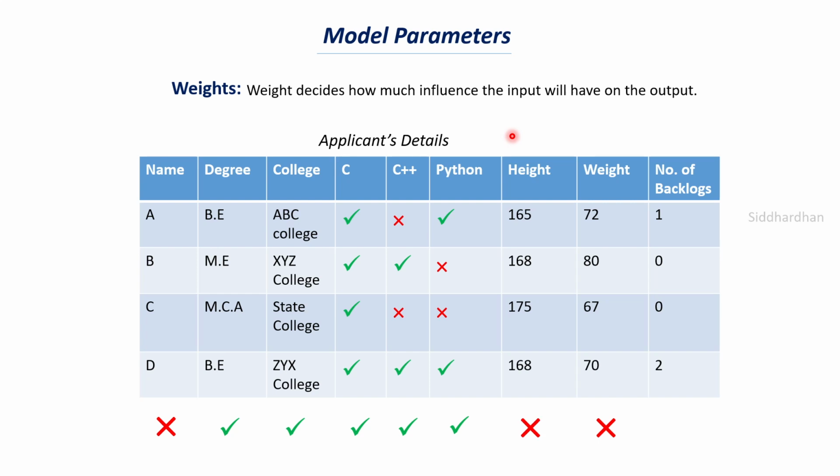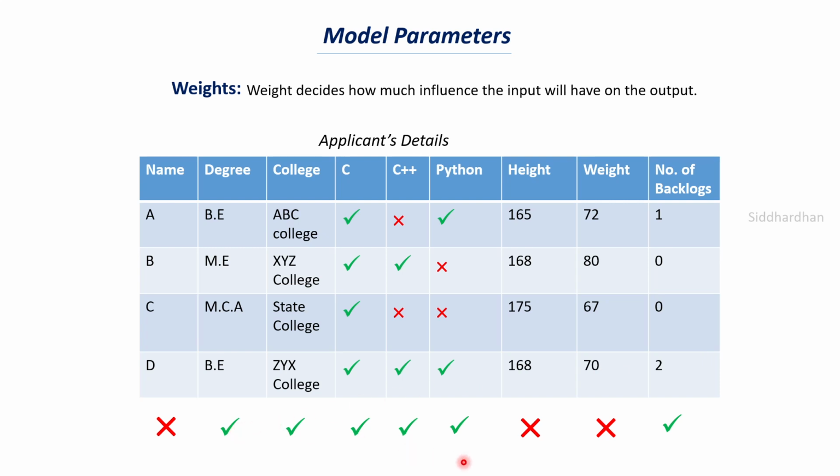And finally, the number of backlogs. This is very important, right? If a person has a high number of backlogs, or a high number of arrears, then most probably he may not get a job. And if a person does not have any backlogs at all, then the chance that the person will get a job is really high, right? So this will be a very important feature for us.